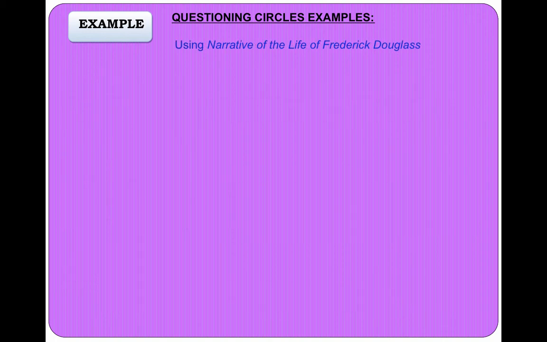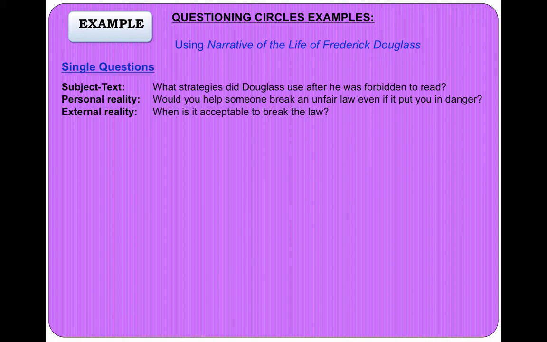Using the Narrative of the Life of Frederick Douglass as an example. Single questions, subject text: What strategies did Douglass use after he was forbidden to read? Personal reality: Would you help someone break an unfair law even if it put you in danger? External reality: When is it acceptable to break the law?